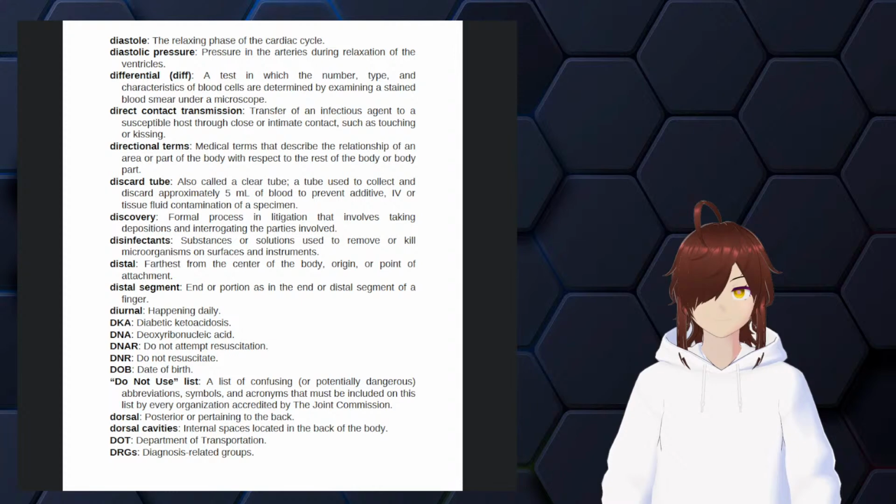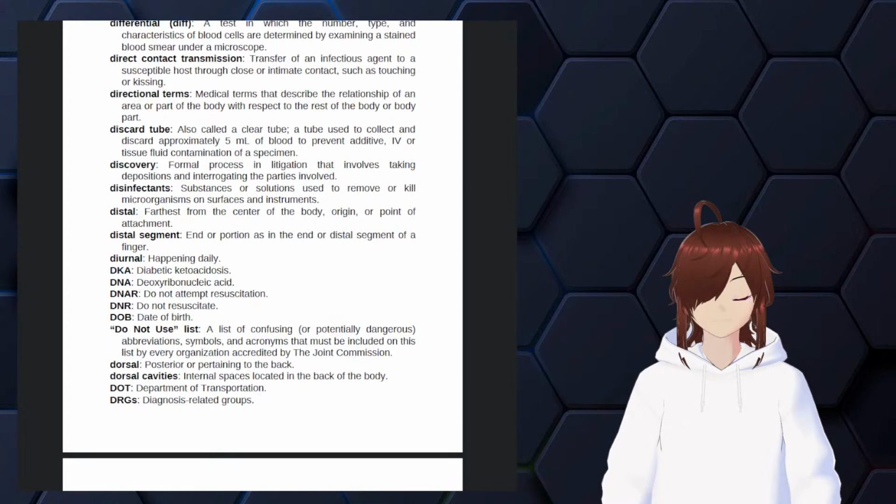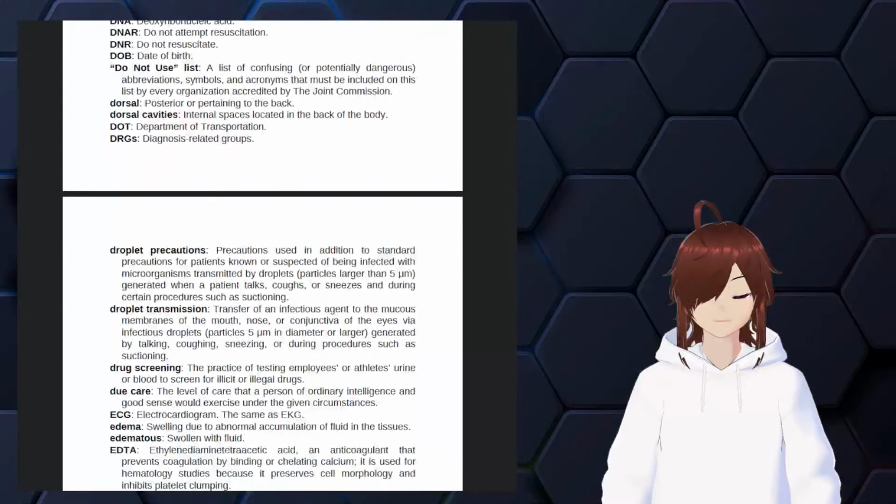Abbreviations, symbols, and acronyms that must be included on this list by every organization accredited by the Joint Commission. Dorsal, posterior or pertaining to the back. Dorsal cavities, including spaces located in the back of the body. DOT, Department of Transportation. DRGs, diagnosis-related groups.